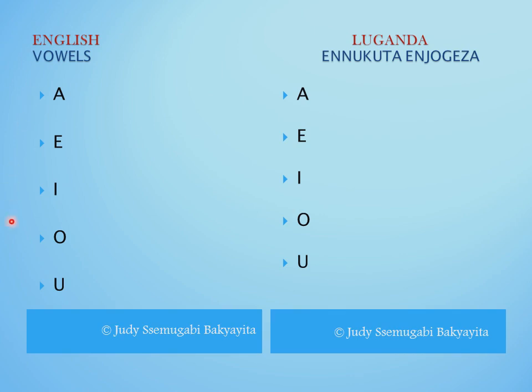These are the vowels. Vowels in English. In Luganda we call them enukta enjogeza. They are the same as the English ones. A, E, I, O, U. In Luganda we say A, E, I, O, U.